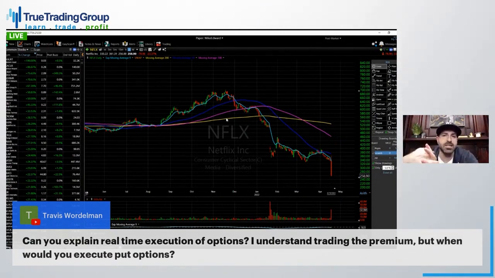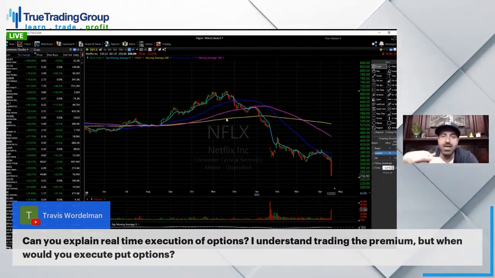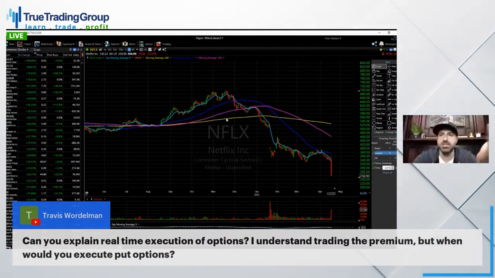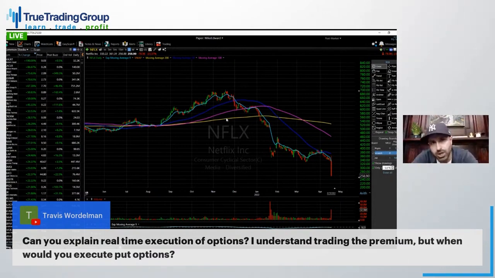But you would exercise the put option if you want to be short the stock. Maybe you saw the earnings today and you think, well, my option expires on the 22nd, but maybe you think Netflix is going to go down for the next 2 months. Maybe you think Netflix is going to go down to $200. It just might take a month to do so.